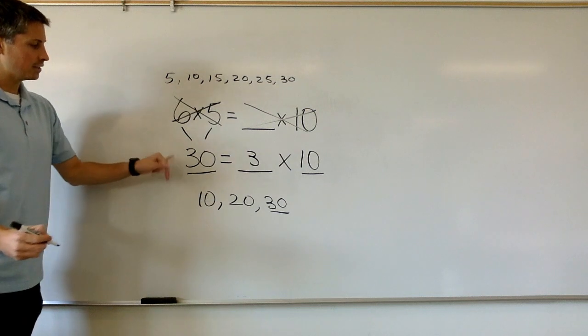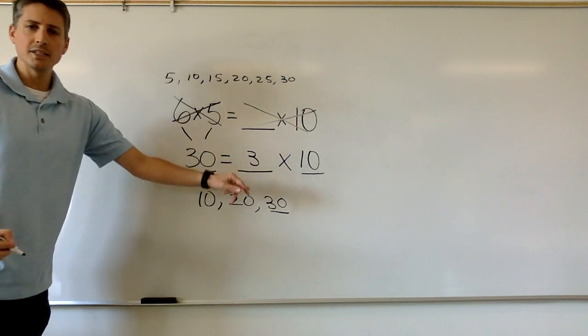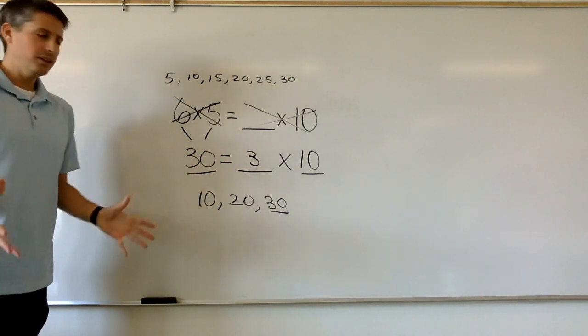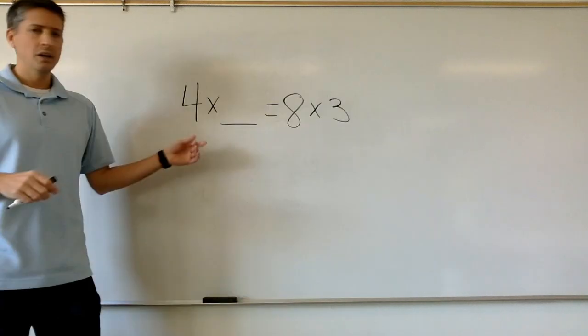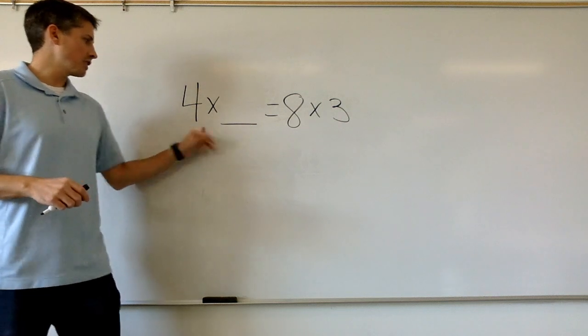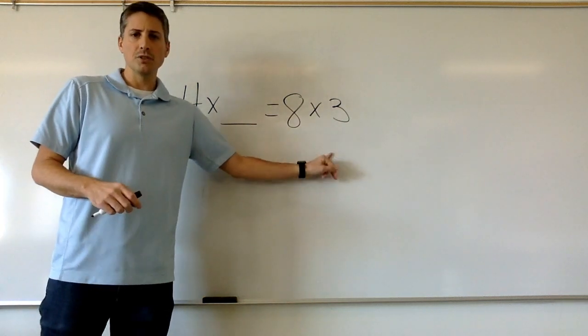So my equation says 30 equals 3 times 10. Well, 3 times 10 is 30, so this is a true statement. 30 equals 3 times 10. That is true. All right, so let's look at this new equation. 4 times blank equals 8 times 3.